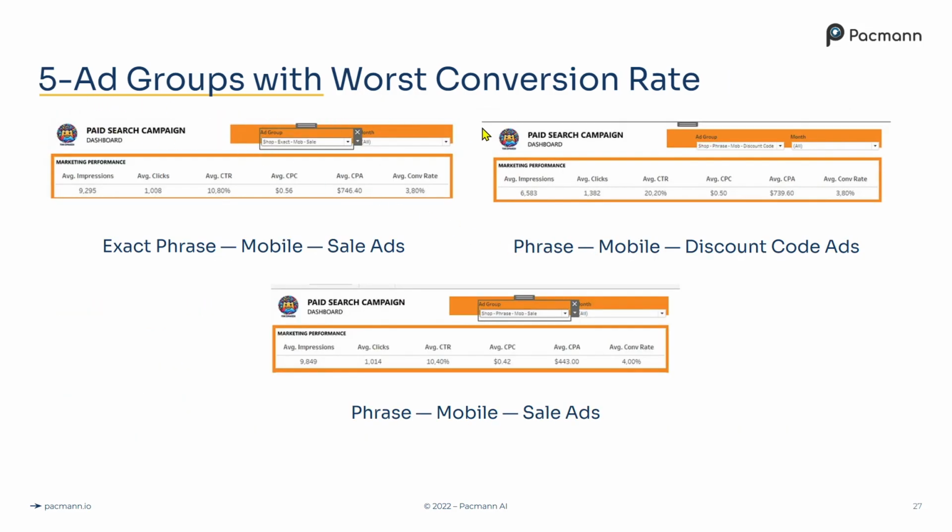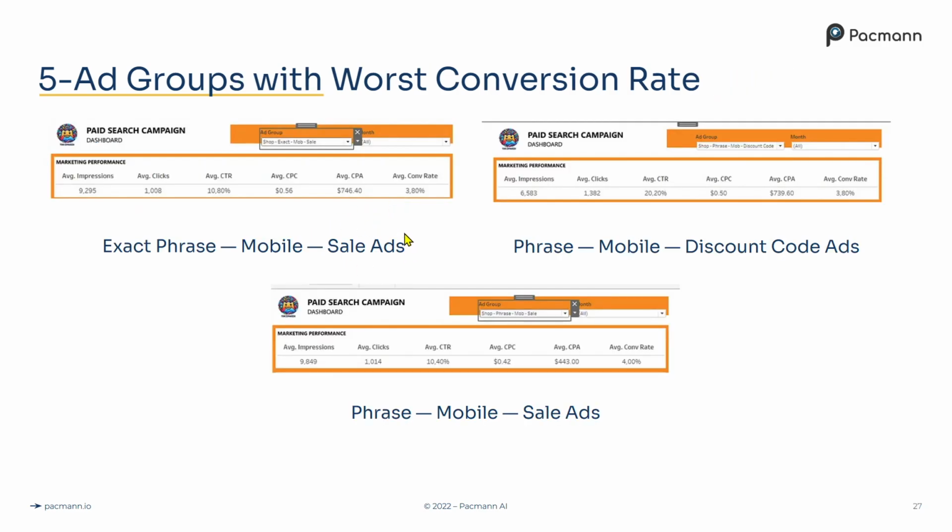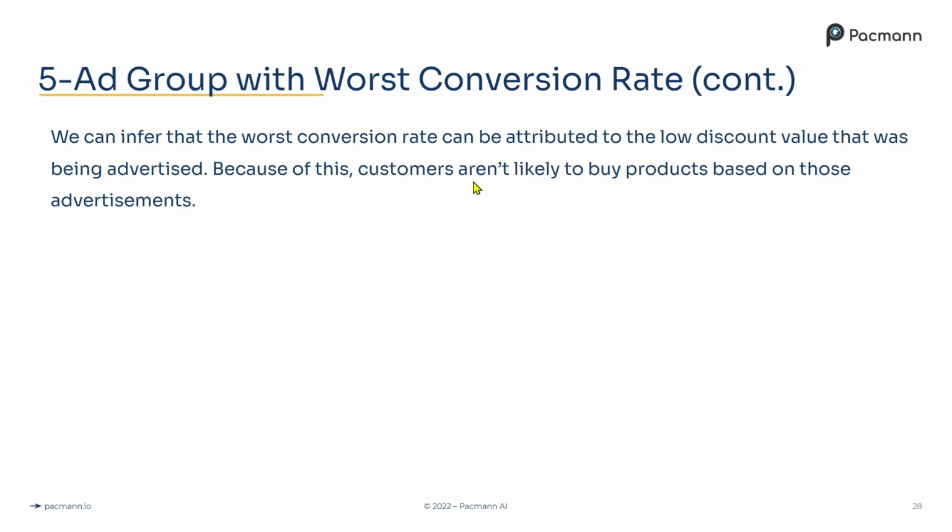Next one is ad groups with worst conversion rate. The industry standard is actually around 3.7%, but for this project, these are the worst at average conversion rate. There are exact price mobile sell ads, price mobile discount code ads, and price mobile sell ads. So we can infer that the worst conversion rate can be attributed to the low discount value that was being advertised. Because if we see these three types of ads, basically they are discounts, and because of this, customers are unlikely to buy products based on those advertisements.